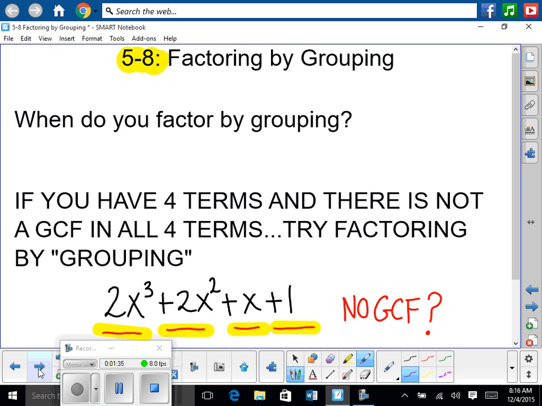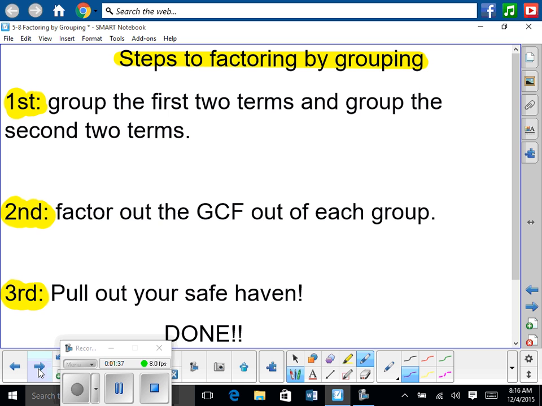Okay, awesome. Here are the steps to factoring by grouping, but we have already seen this. We've already been doing this the past 2 days. It's just in a different context here. First, you're going to group the first 2 terms and the second 2 terms. Isn't that what we were doing the past 2 days? Yeah, awesome. When we broke down our quadratics, we had 4 terms, right? We grouped the first 2 terms, we grouped the second 2 terms. It's the exact same thing today.